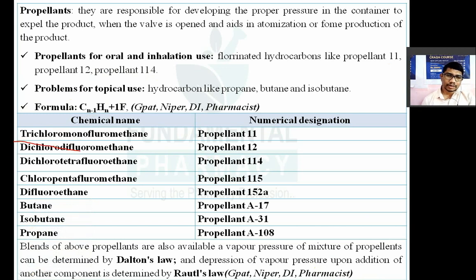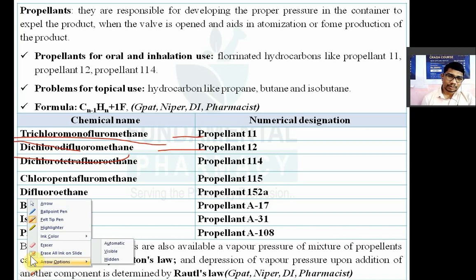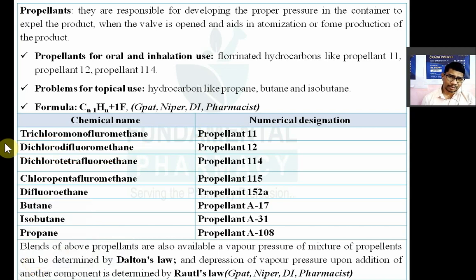Propellant 12 क्या है? Propellant 12 is nothing but the difluoromethane. That is Propellant 12. What is propellant 114? Dichlorotetrafluoroethane. So इसके ऊपर आपको क्वेश्चन आ चुके हैं. इसमें कुछ रॉकेट साइंस नहीं है, आपको नाम ही रखना पड़ेगा, याद रखना. ट्राइक्लोरोमोनोफ्लोरोमीथेन प्रोपेलेंट 11. प्रोपेलेंट 12 डाइफ्लोरोमीथेन. प्रोपेलेंट 114 that is nothing but the dichlorotetrafluoroethane. Propellant 115 chloropentafluoroethane.